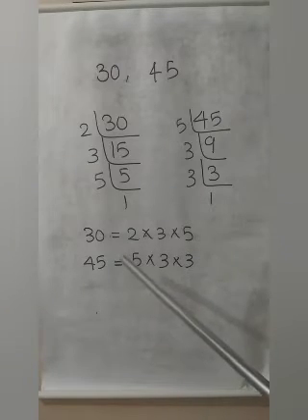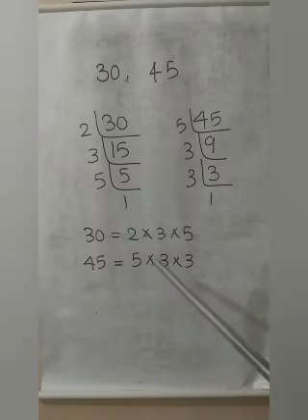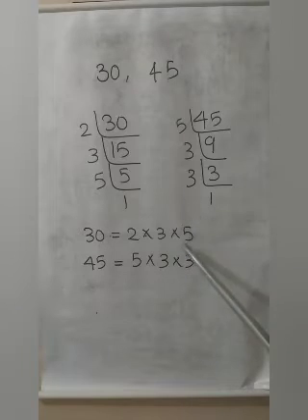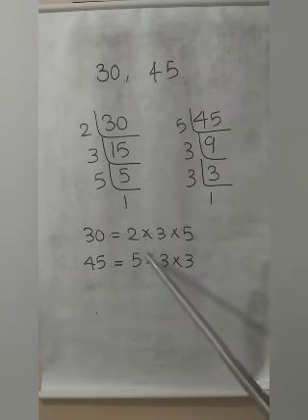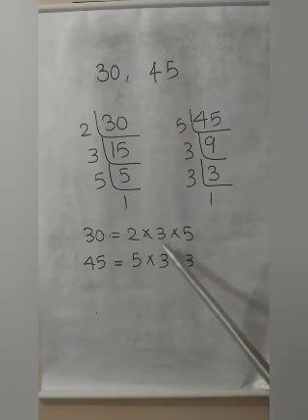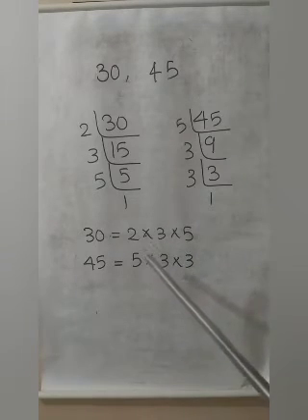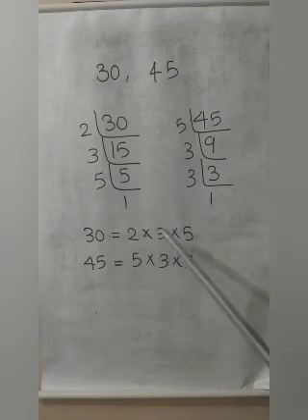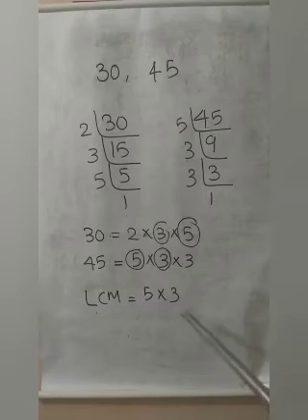Now, when we are taking the LCM, first we take what is common. Here one 5 is there, here also one 5. So 5 is common. Here one 3 is there, here also one 3 is there. So that 3 is also common. So only two factors are common, 5 and 3. So first we will write that. So we took what is common here.